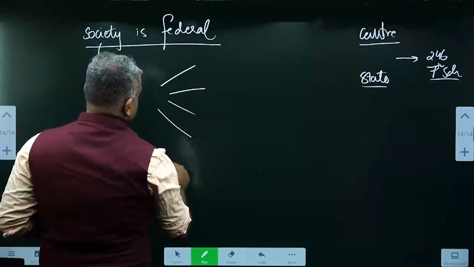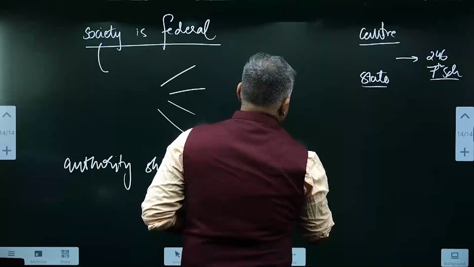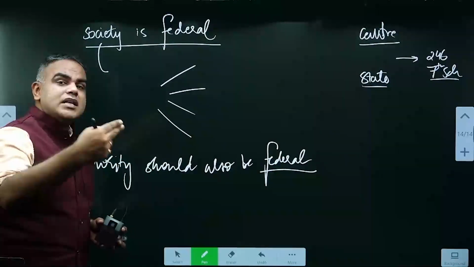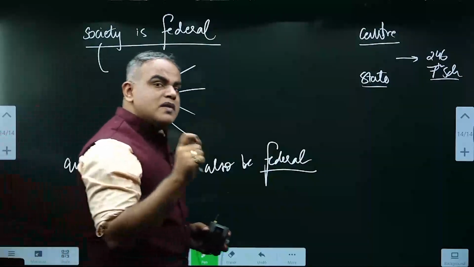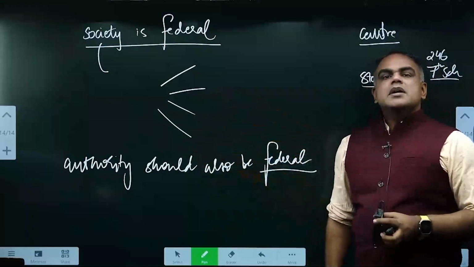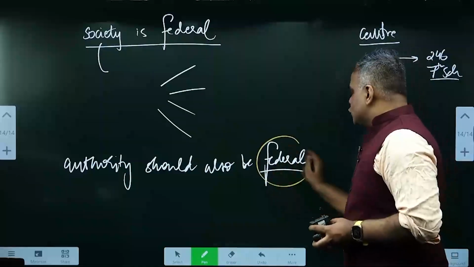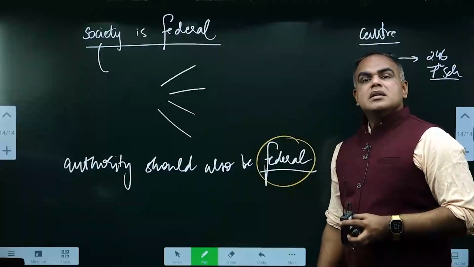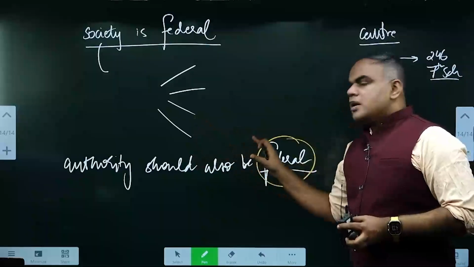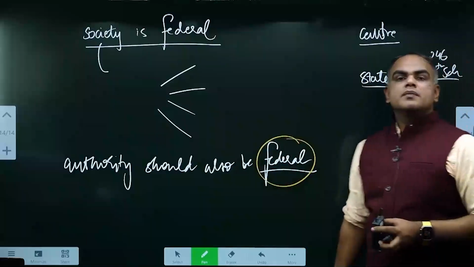authority should also be federal. Authority should also be federal. Very important point. If society is federal, authority should also be federal. Society, authority, please make sure you understand both these points. If society is federal, authority should also be federal. Which means, in reality, although the society is federal, in authority it is only the state which has absolute authority, which creates a challenge. Society is federal, authority is not federal in that case.